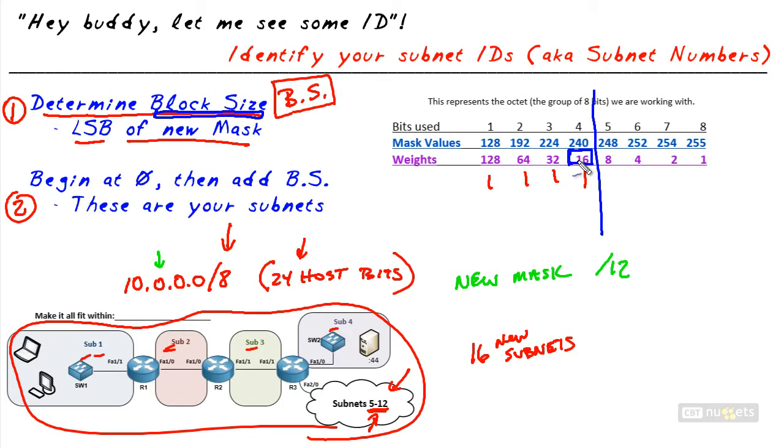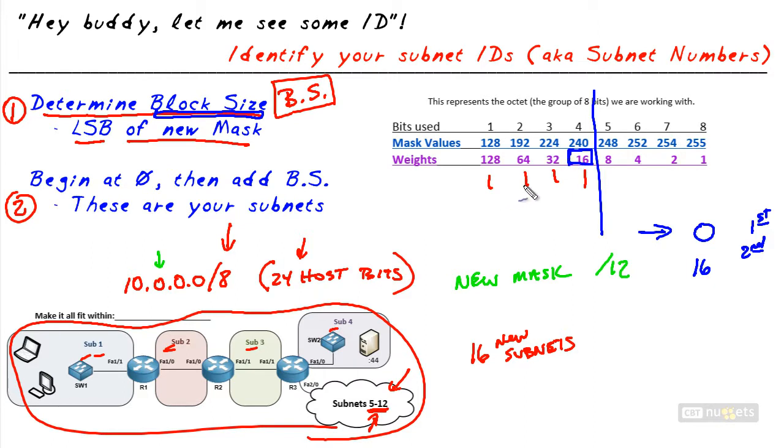Now, how is that going to help us? This part is almost magical. What we're going to do is begin at 0 and then simply add the block size. So for step number 2, in this example, let's go ahead and take 0. Now that's really easy to get to. That is our first subnet, and sometimes it's called subnet 0. So that's our very first subnet, is subnet 0. And then for our next subnet, we simply add the block size. So it's 16, so we add 16 to this. That is our second subnet.